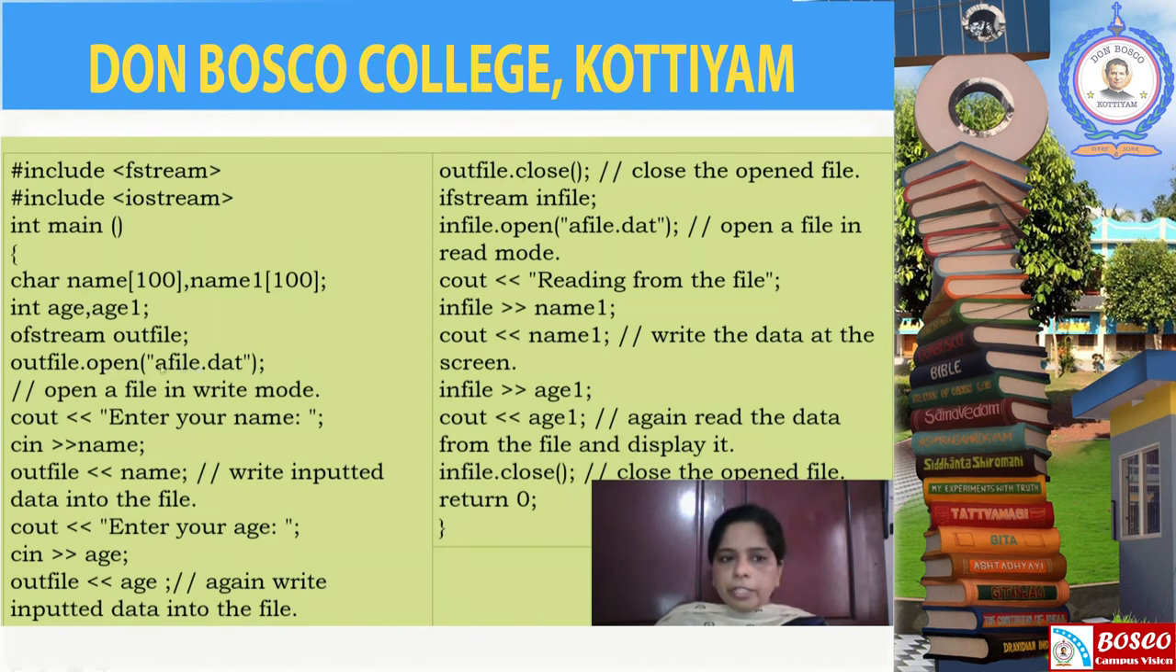Okay, so file create cheyyan open() method vechittu file-nte peru afile.dat. Neratheyile pole thanne name-um age-um read cheythu file-le write cheyyum. Name-um age-um read cheythu file-il write cheythathinu shesham aa file close cheyyum: outfile.close(). Then read mode-il open cheyyum, that is ifstream in. Therefore ifstream-nte object create cheythu, then aa object use cheythu open() function use cheythu file open cheyyum in read mode. Then file-ile values read eduthathinu shesham display cheythu, kanichathinu shesham file close cheyyum: in.close().